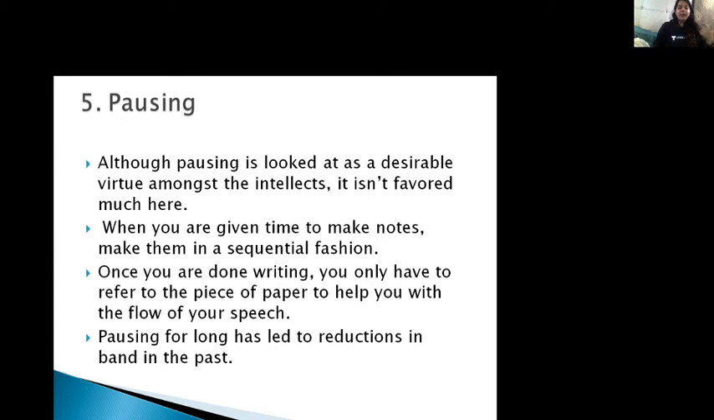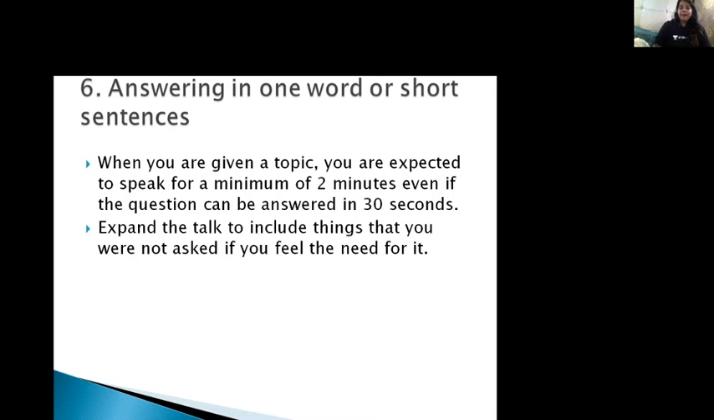Yes, if you make the notes in a sequential fashion, you will not pause because you know what you're speaking, or you will be able to predict what you're going to speak. So once you're done, you have to just refer to the piece of paper, okay? And then your flow of speech comes out. And it has been a proven fact that pausing for long has actually led to reductions in the band in the past. Number 6, answering in one word or short sentences.